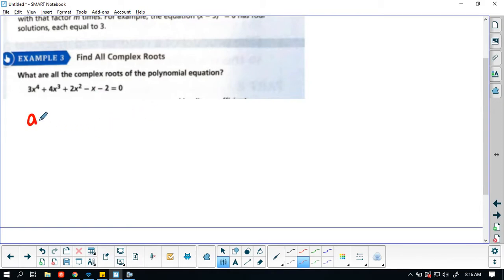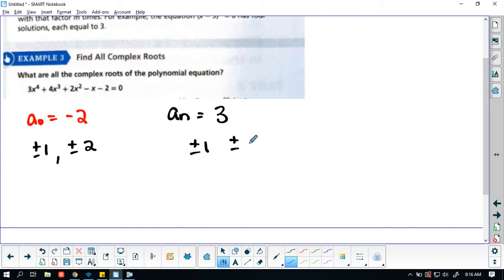So a naught is equal to -2, and then a n, and I'm just going to keep everything the same color here, is equal to 3. So let's think of all our factors. Well, -2 has factors plus or minus 1, and plus or minus 2. 3 has factors plus or minus 1, plus or minus 3. So these are our factors.